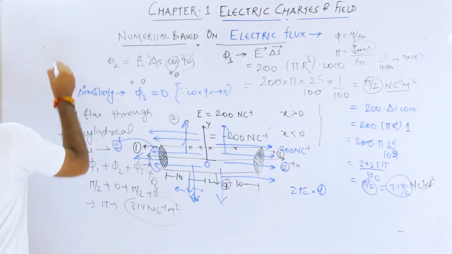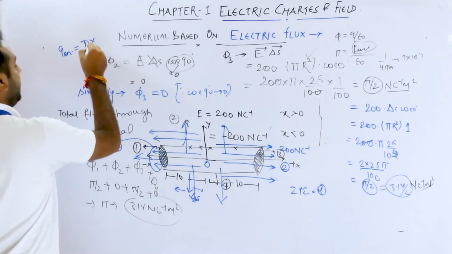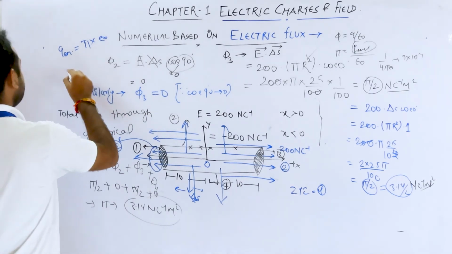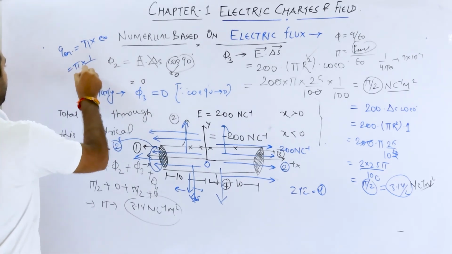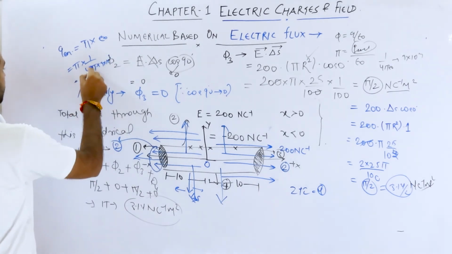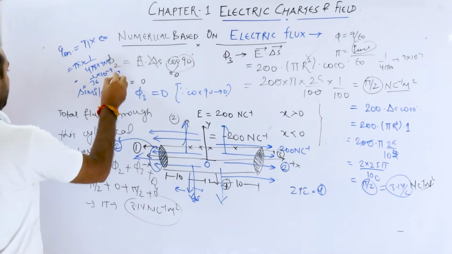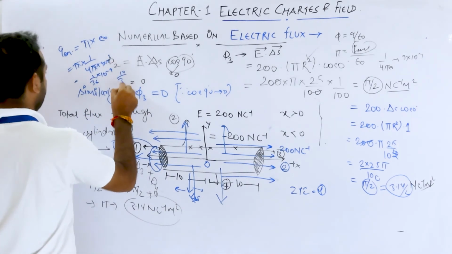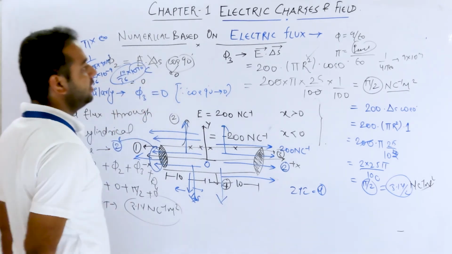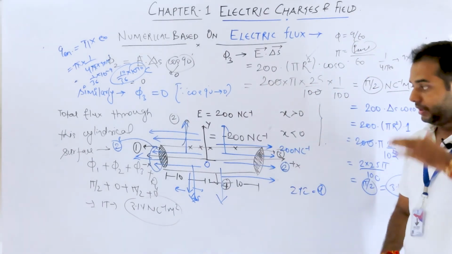So q enclosed is simply pi multiplied by epsilon naught, and epsilon naught is 1 upon 4 pi into 9 into 10 to the power 9. So it is 1 upon 36 into 10 to the power minus 9, or 10 upon 36 into 10 to the power minus 10 coulomb of charge will be enclosed in that surface, due to this electric field.